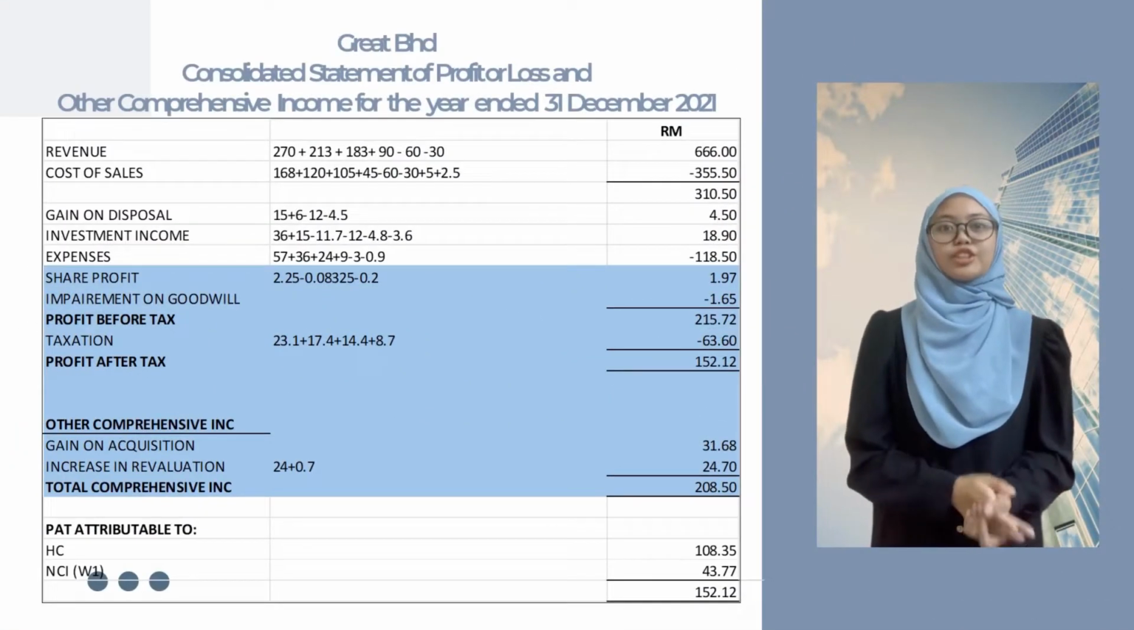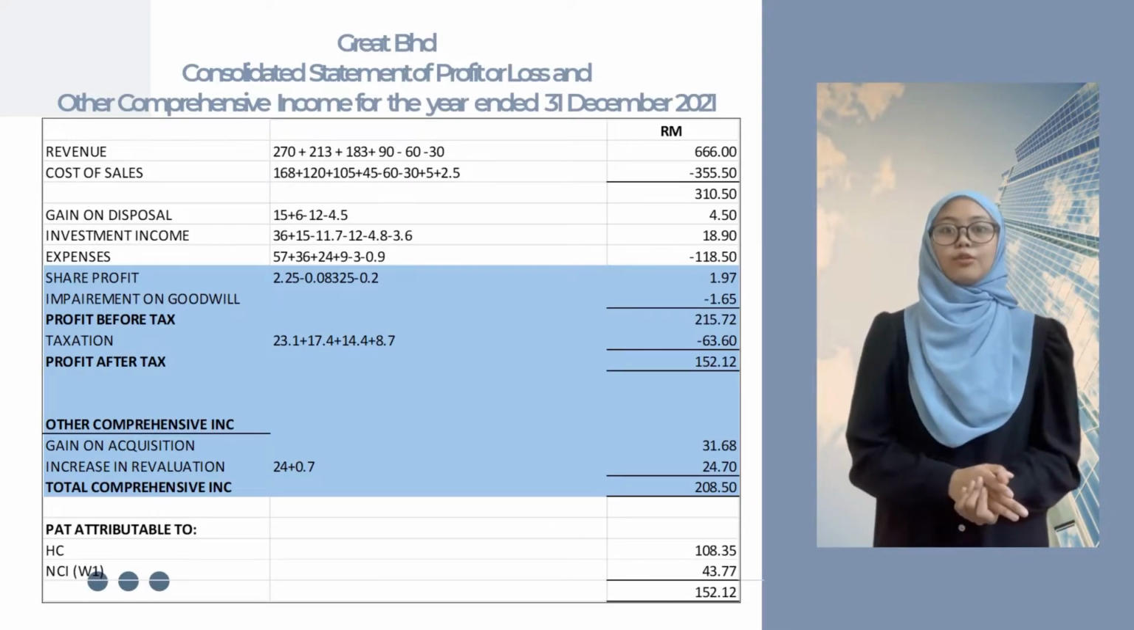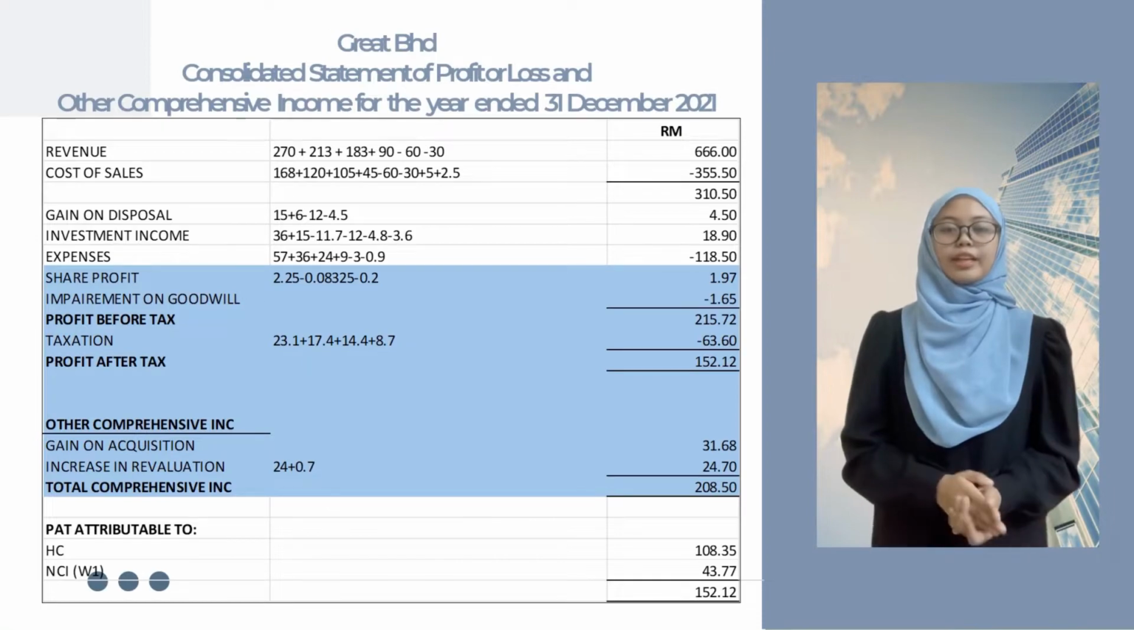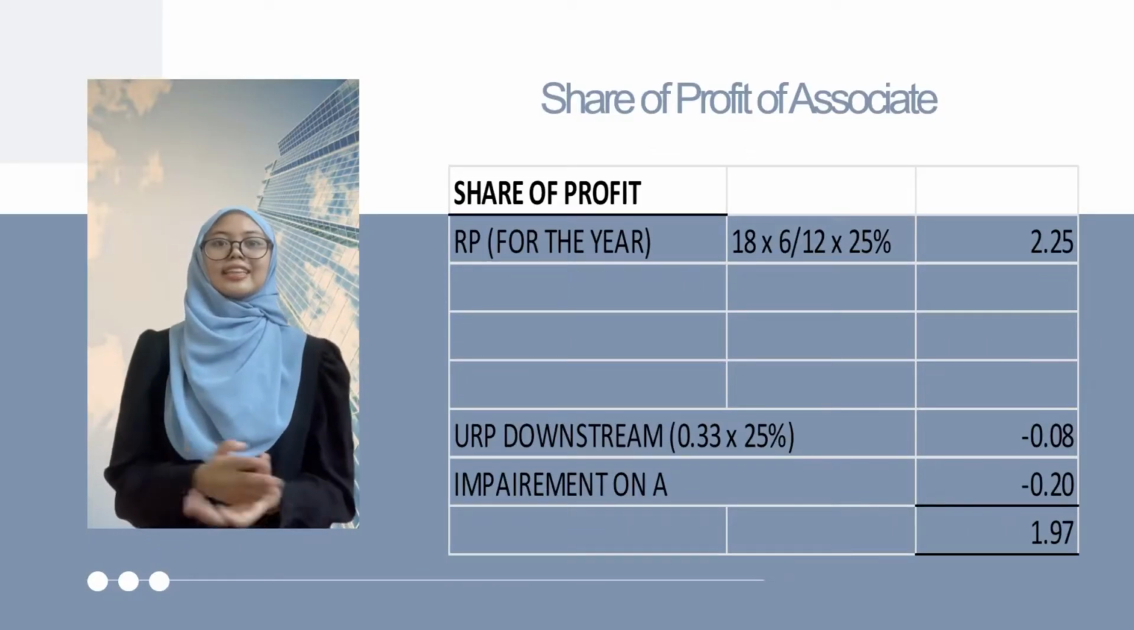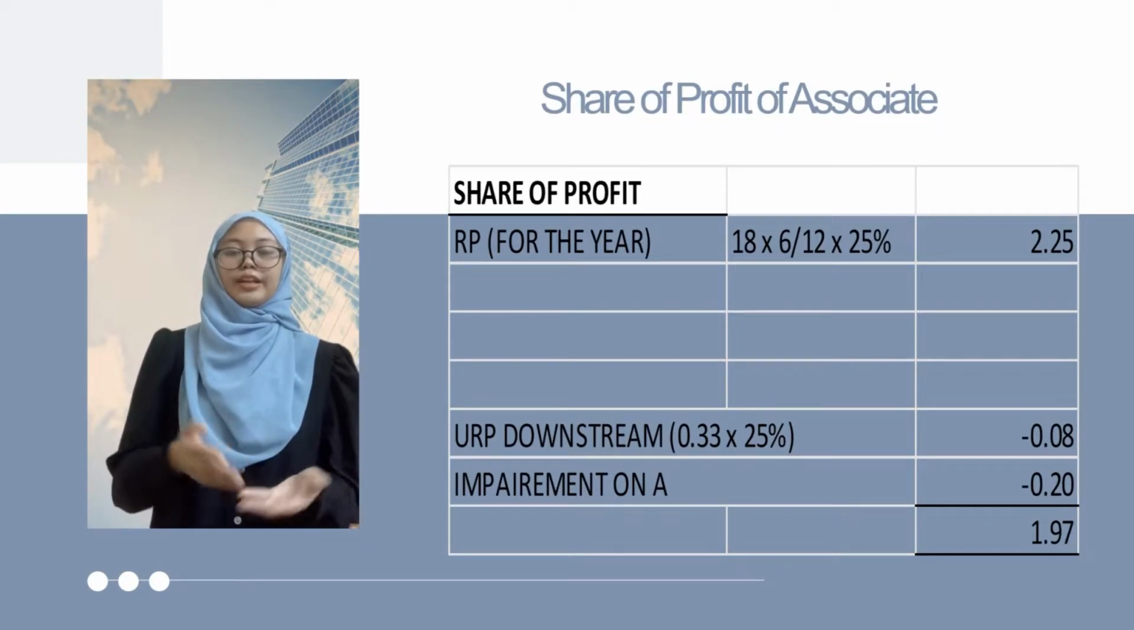Now, let's move on to the share of profit of associate. Referring to our calculation, the figure that we get is 1.97 million ringgit Malaysia. This is the calculation of getting share of profit of associate at 1.97 million ringgit Malaysia.